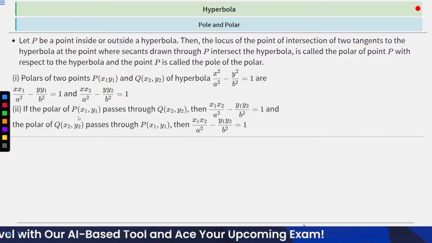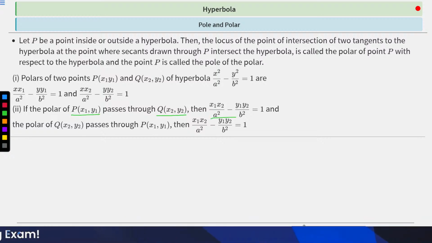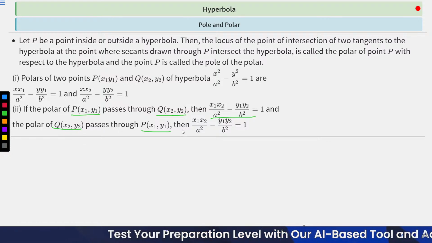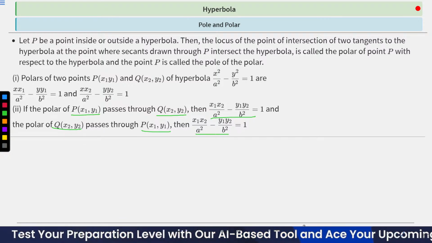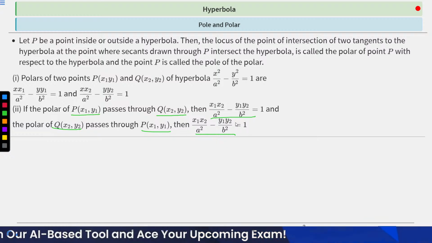If the polar of point P passes through point Q(x2, y2), then x1 x2 divided by a squared minus y1 y2 divided by b squared is equal to 1, and if the polar of Q(x2, y2) passes through P, then x1 x2 divided by a squared minus y1 y2 divided by b squared is equal to 1.